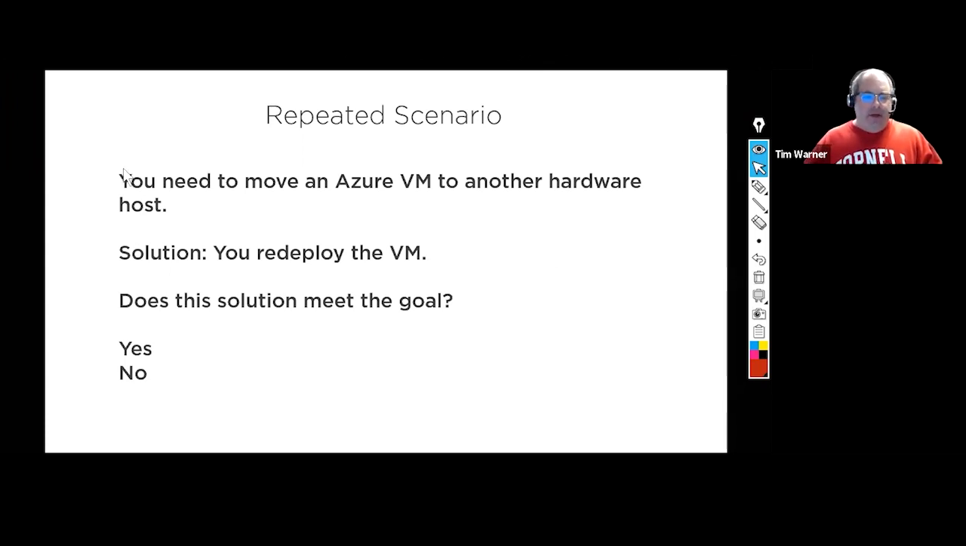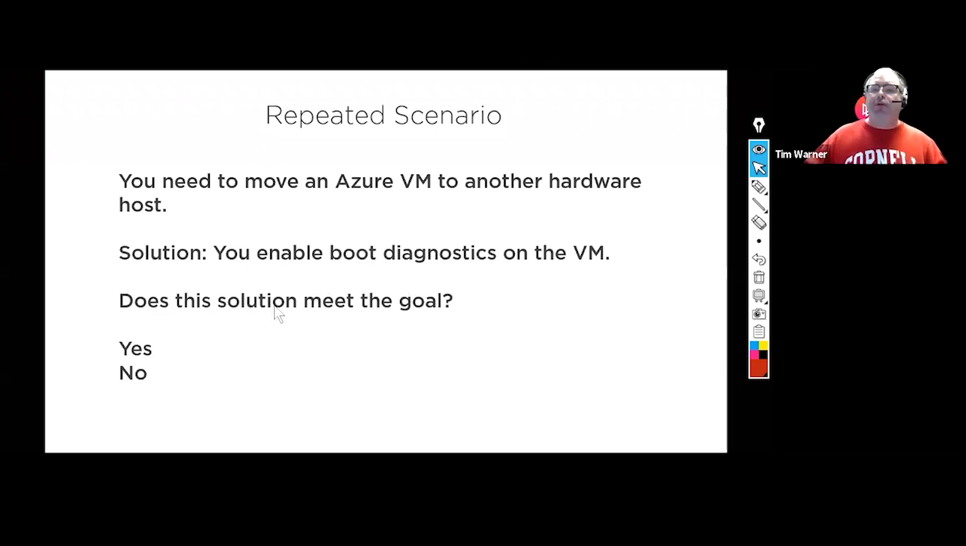What you've got here is the same situation spread across multiple items. You need to move an Azure VM to another host. The solution will be different for each of the members of the set, and your answer is whether the solution meets the goal. So here it says you redeploy. Next item, it might say you do something else. And to avoid you using deductive reasoning to try to get them all correct, that's why you can't move among them.